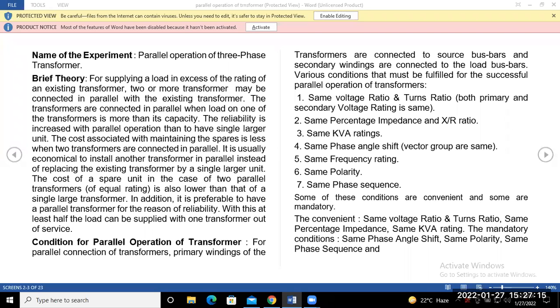Okay. So the experiment name is parallel operation of three-phase transformer. So first, you have to know why we require to connect two transformers in parallel and what the conditions are for connecting two transformers in parallel. So we already discussed these two points. That means why we require to connect transformers in parallel and what conditions you have to keep in mind when you install two transformers in parallel. Okay. So I think is it clear to all of you up to this point? Okay.